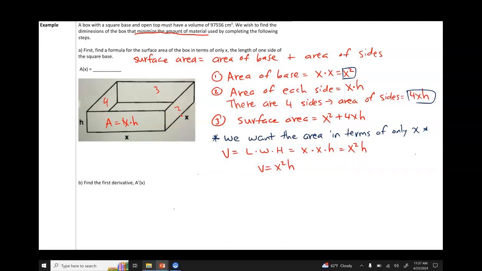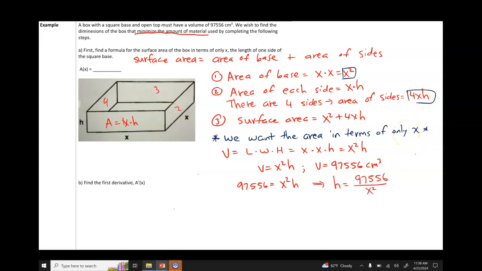Here's the next thing that we know. We know that the volume, which is what we're trying to get as 97,556, is given by the length times width times height. So the length is x, the width is x, and the height is going to be h, which is going to be x squared times h. That is a formula for the volume. And we know the volume is equal to 97,556. That's the volume we want to build. So from there, as you can probably see where we're going with this, we want to write everything only in terms of x. We don't want the h in there. We want only in terms of x.